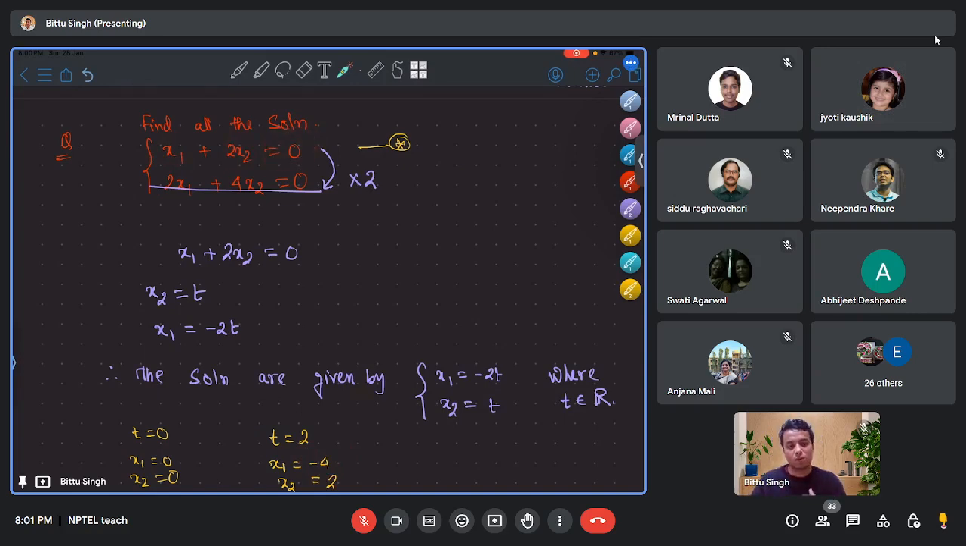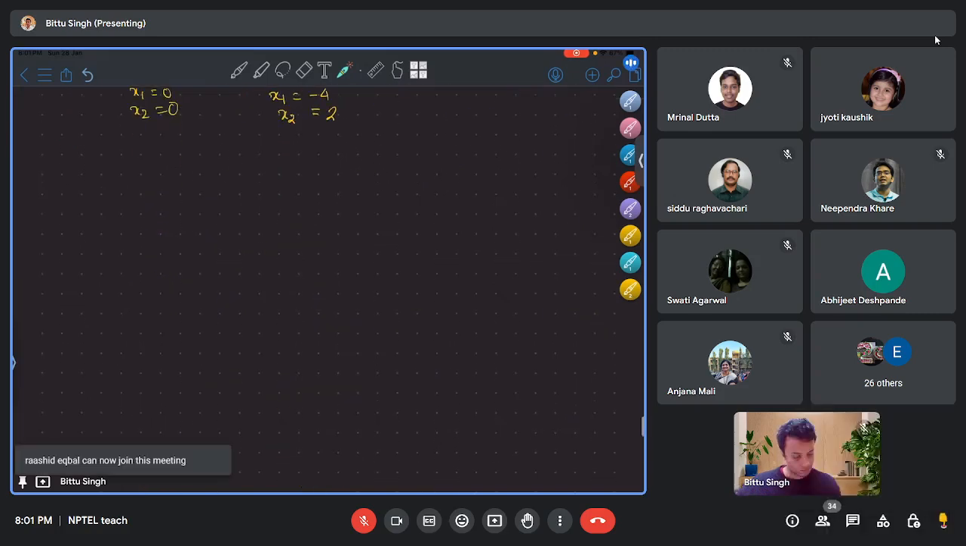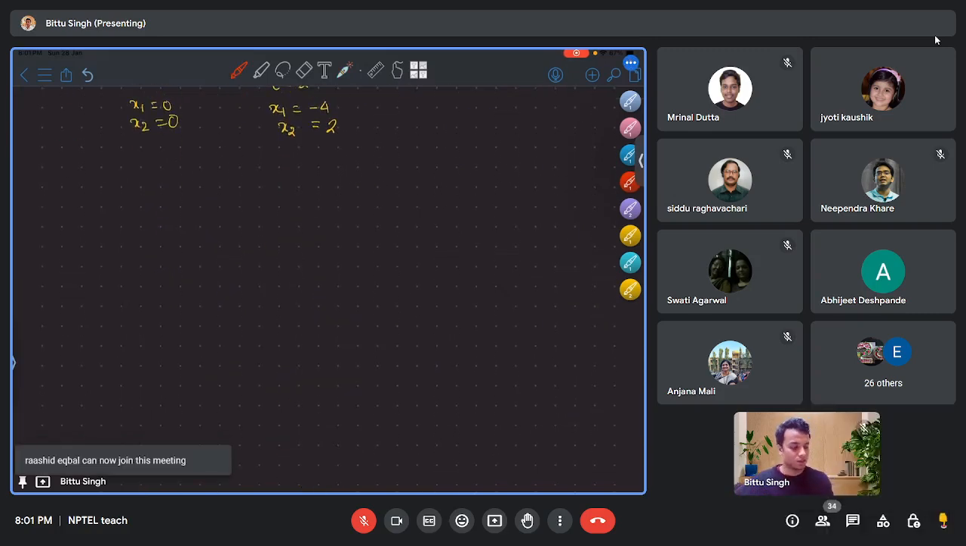This single equation gives all the solutions, because you cannot write t equal to 0, t equal to 2, or t equal to minus 1.5 separately, everything one by one. But if you put t here, everything can be given by this single solution. So this is the way. Let us see other questions.